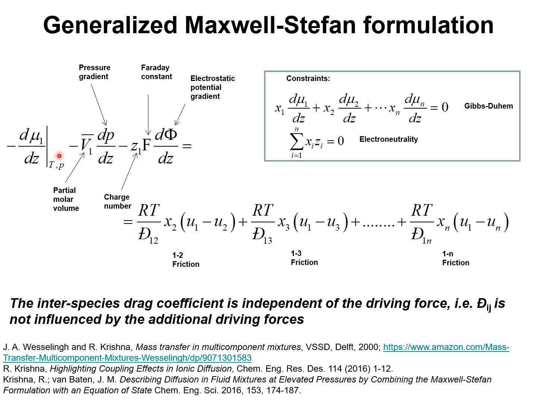This is the driving force friction relation for component 1. I can similarly write the appropriate relation for component 2, etc. We note that due to the Gibbs-Duhem constraint, only n-1 of the driving forces are independent. If the species are charged, I also have the electroneutrality constraint. Indeed, the Maxwell-Stefan formulation yields the well-known Nernst-Planck relationship as a special case.